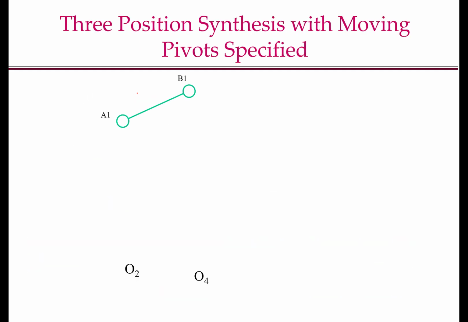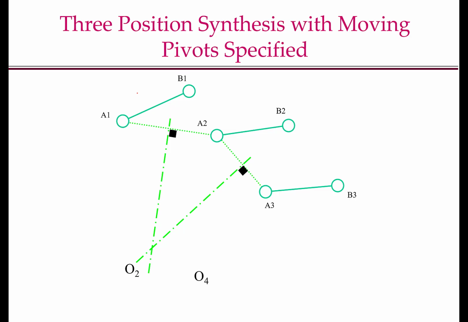So in the first step, we will draw the moving pivots at the 3 positions, A1, B1, A2, B2, and A3, B3 is the coupler at the 3 positions. We join A1, A2, join A2, A3, take their perpendicular bisectors, and wherever those 2 perpendicular bisectors intersect, that is my fixed pivot O2. Why is this true?